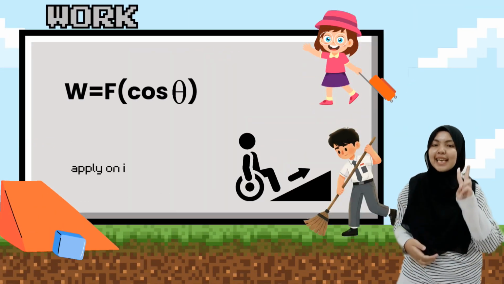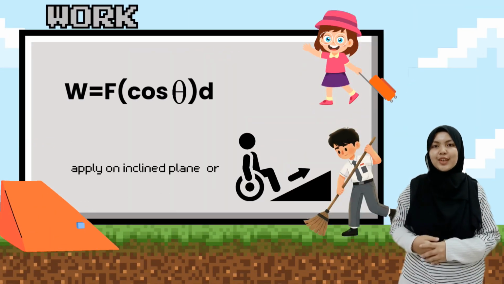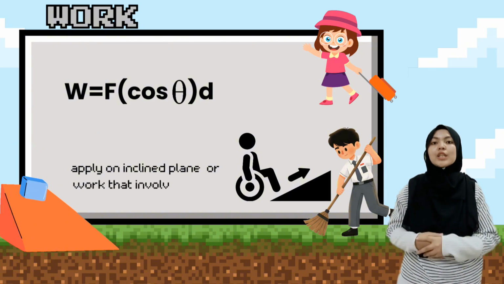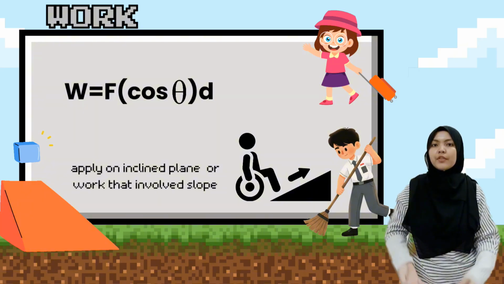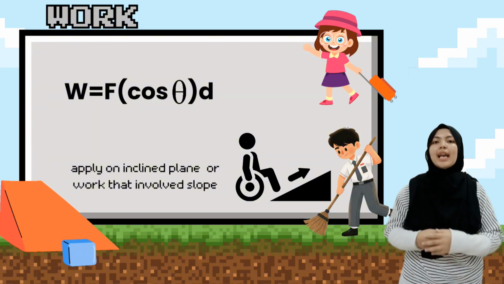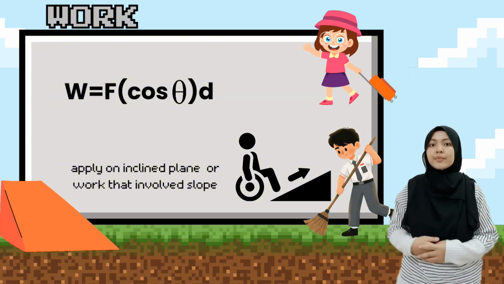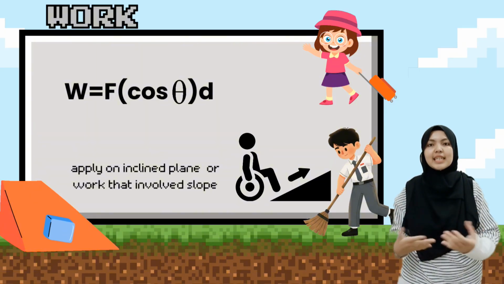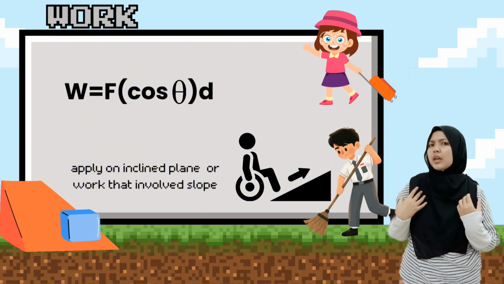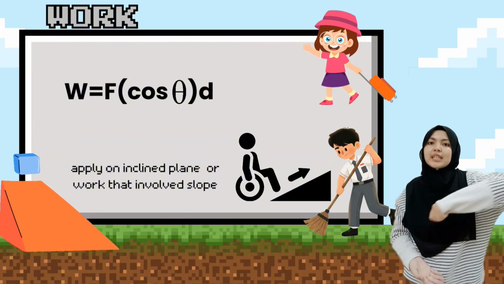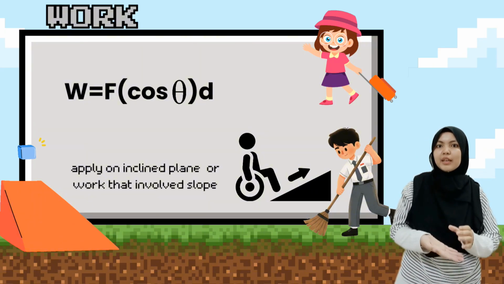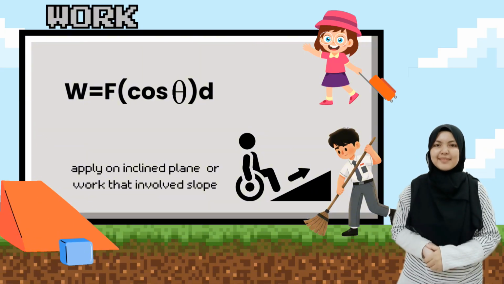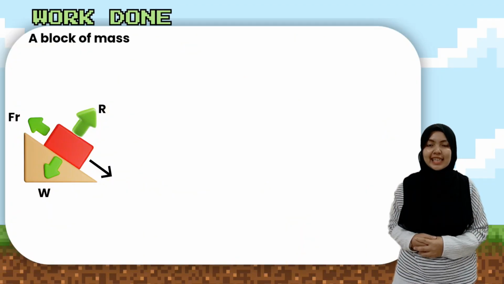Now, let's learn the second formula, which is W equals F times cos theta times d. So W is for the work, F for the force, cos theta if it involves an incline or any slope, and d for the distance. As you see, there are other examples like sweeping or mopping, and also trying to pull something on an inclined plane, or something moving down from or up an inclined plane. Now, let's try another example.